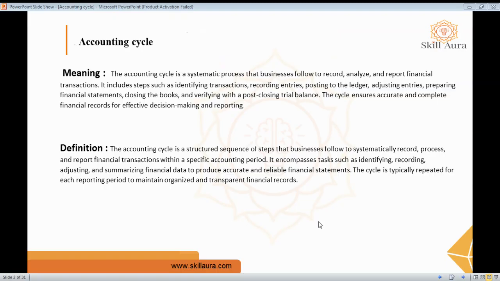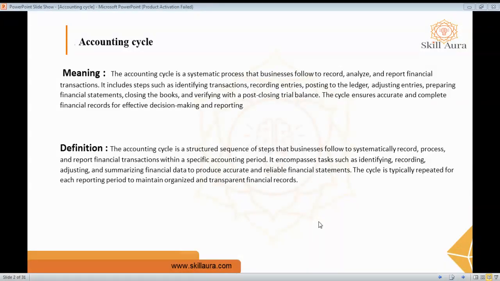Accounting cycle is a systematic process that a business follows to record, analyze and report financial transactions. It includes steps like identifying the transaction, recording entries, posting to the ledger, adjusting the entries, preparing financial statements, closing the books and verifying the post closing trial balance. So these are the steps it includes.